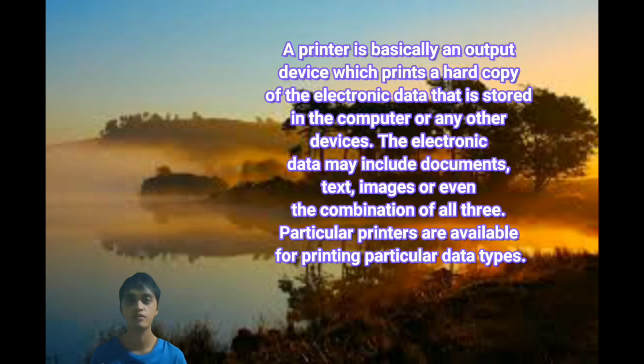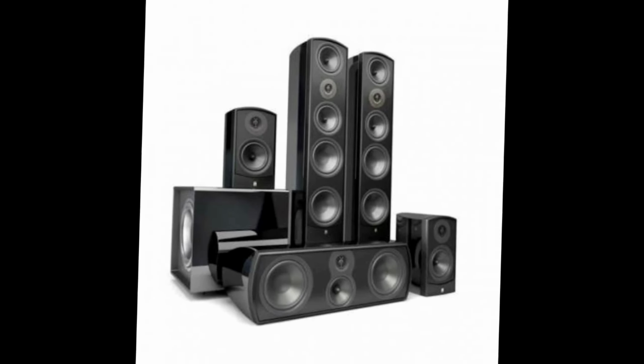A printer is basically an output device which prints a hard copy of the electronic data that is stored in the computer or any other device. The electronic data may include documents, text, images, or even a combination of all three. Particular printers are available for printing particular data types.